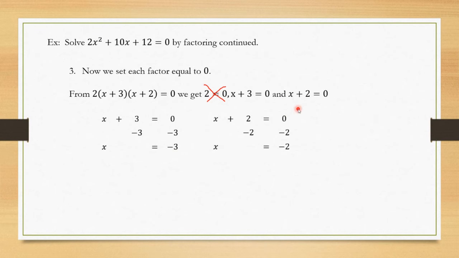From the other equation here, same idea. We want x all alone, so we subtract 2 from each side. Doing so, we get x is negative 2. And so we have our two solutions, negative 3 and negative 2.